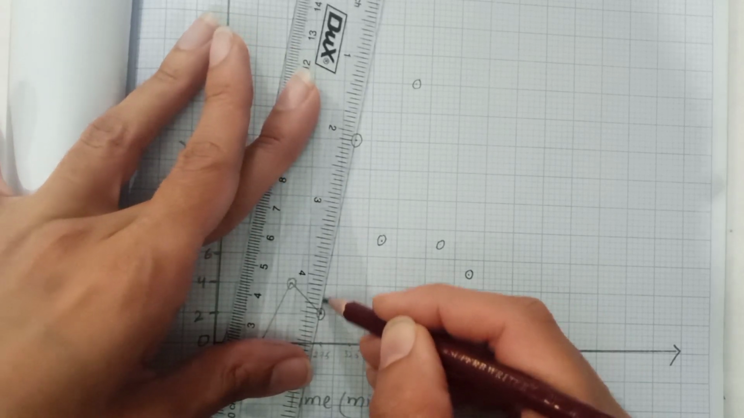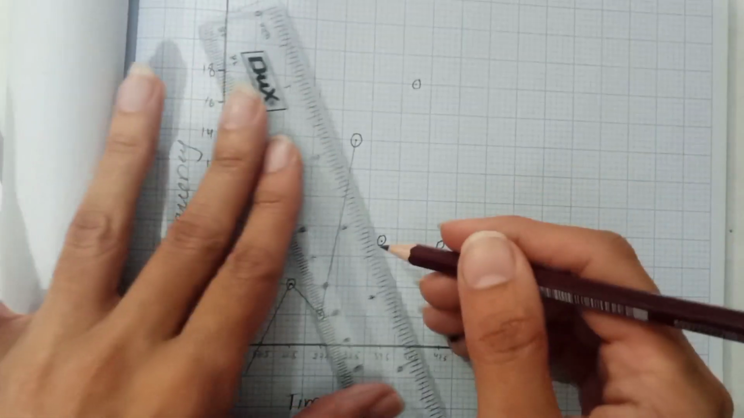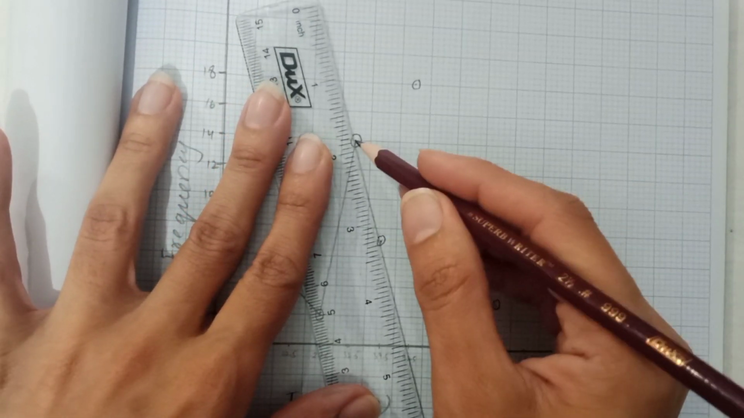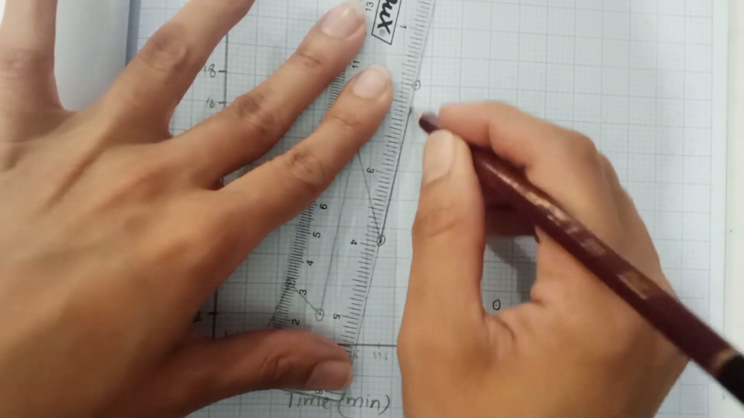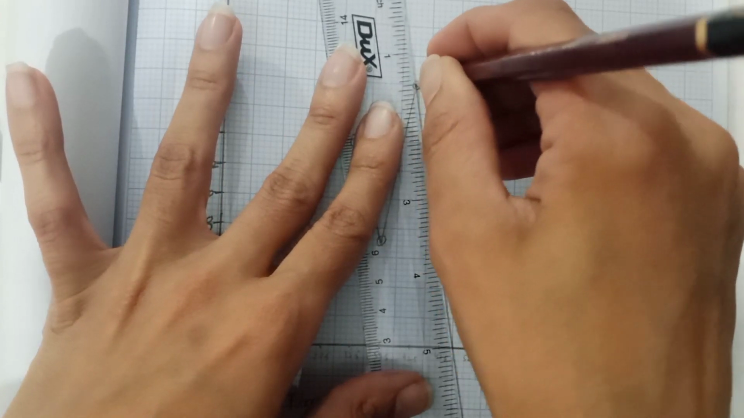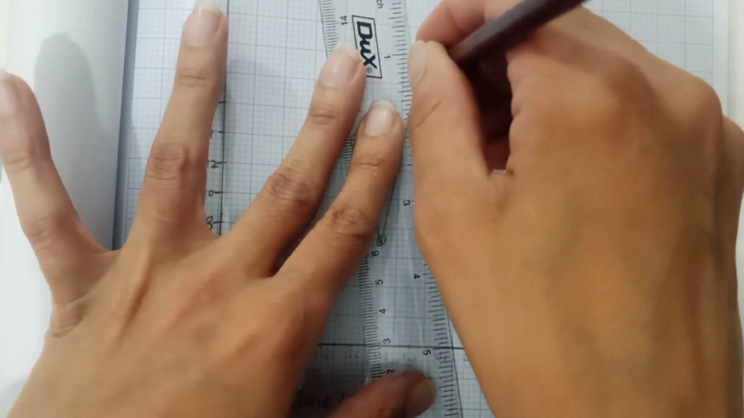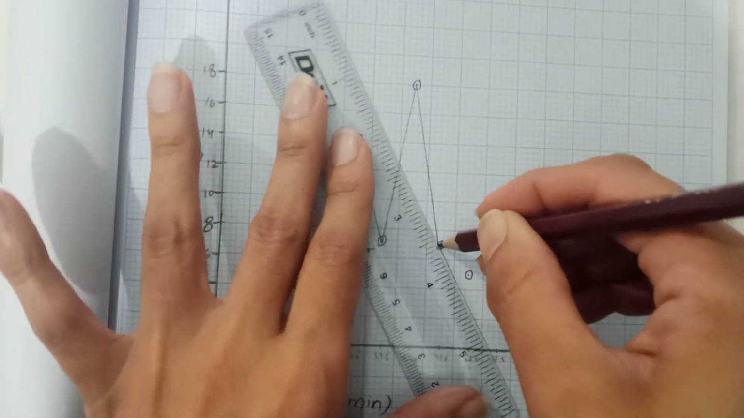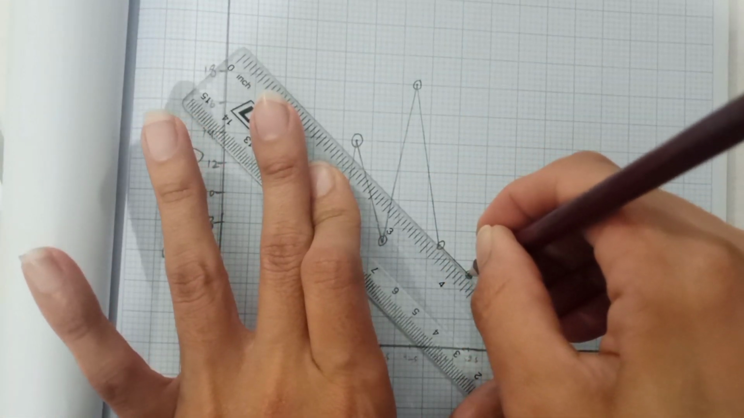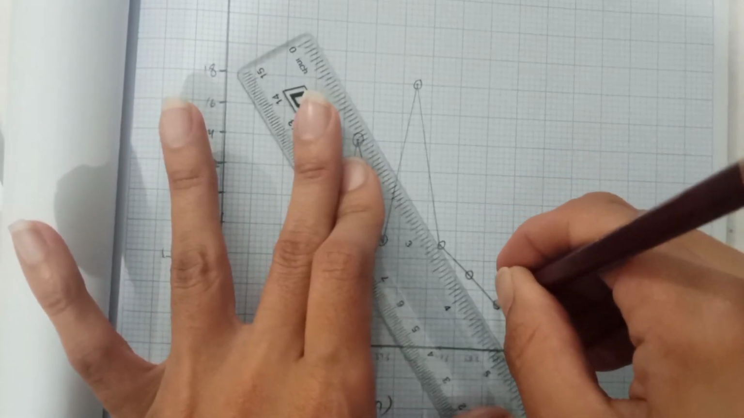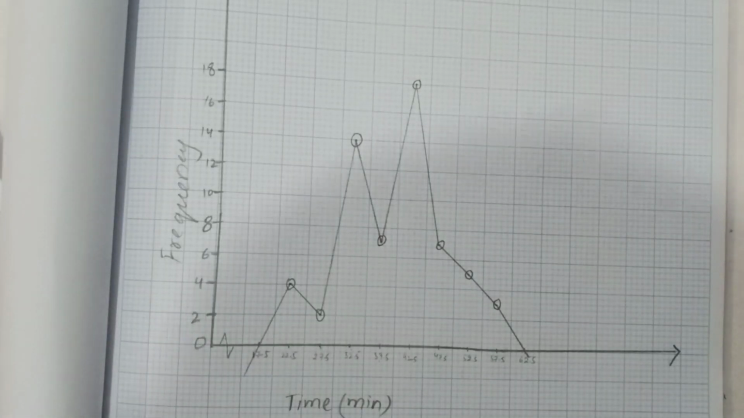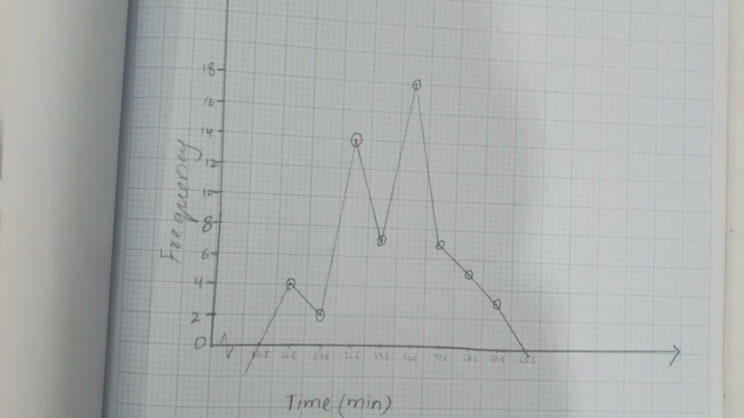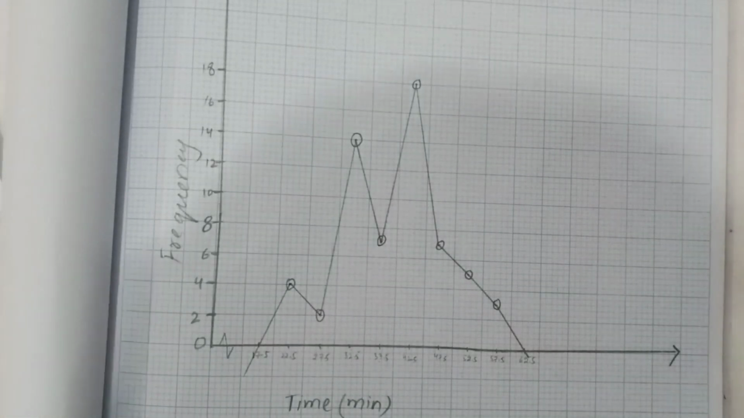And this one. And we have to join all these points. Yes. So this is the frequency polygon for this data. Now students, question number 11 is also solved and this review exercise is done.